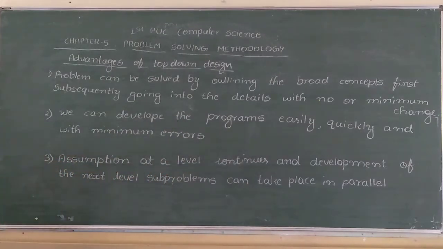These are the advantages of top-down design. First advantage, problem can be solved by outlining the broad concepts first, subsequently going into the details with no or minimum change. Second one, we can develop the programs easily, quickly, and with the minimum errors. Third advantage, assumption at a level continues and the development of next level sub problems can take place in parallel.